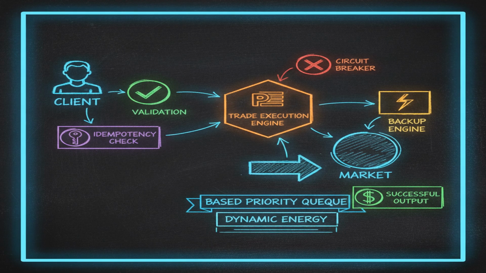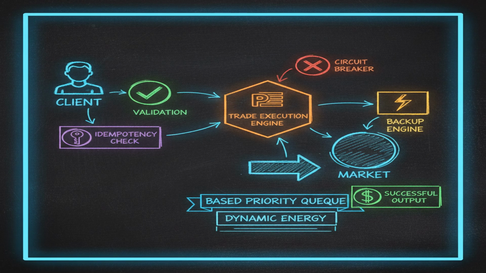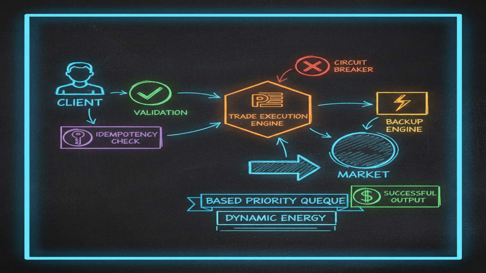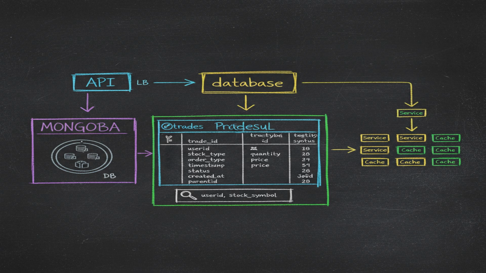Stop. Think about this. What happens if the backup engine also fails? We need to implement circuit breakers to prevent cascading failures. We can use the Hystrix library for circuit breaker implementation. Let's look at the data model.